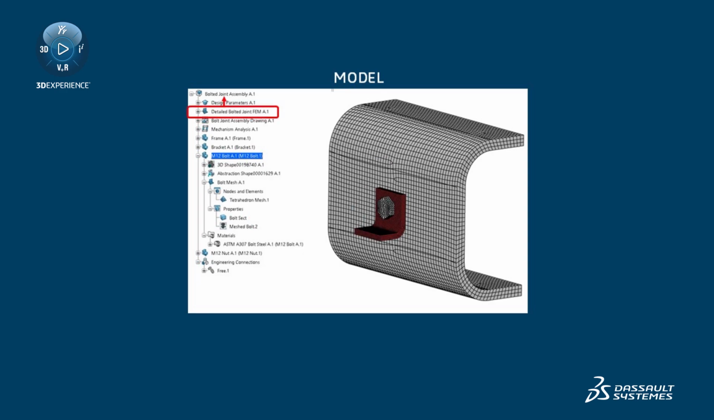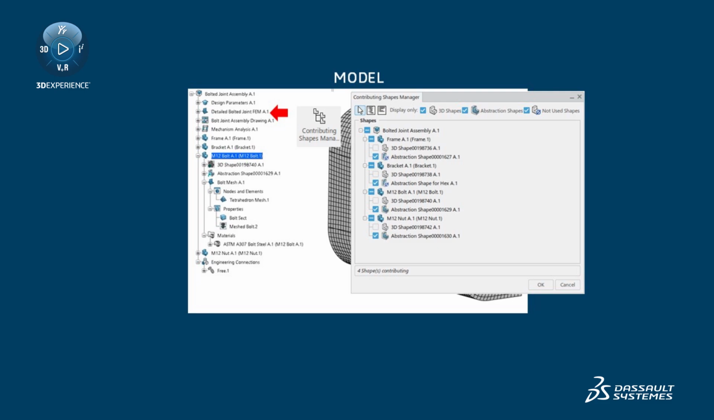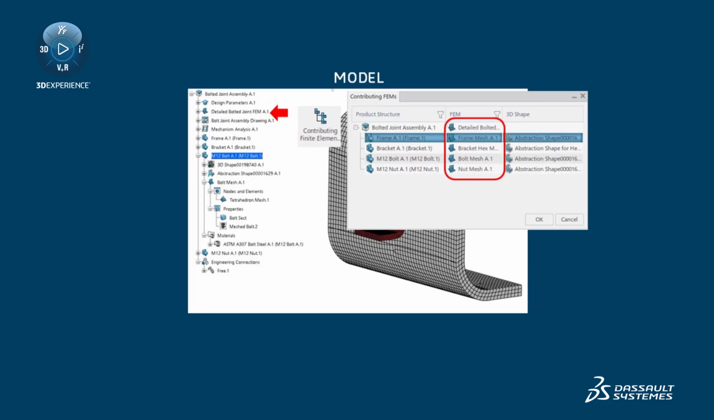To perform a simulation on the assembly, we use the finite element model that was inserted into the physical product. In this assembly-level finite element model, we select the part abstractions that we want to include in the simulation. Notice, we can select both 3D shapes and abstraction shapes. We recommend selecting only abstraction shapes. We also select the specific part-level finite element models to include in the simulation.